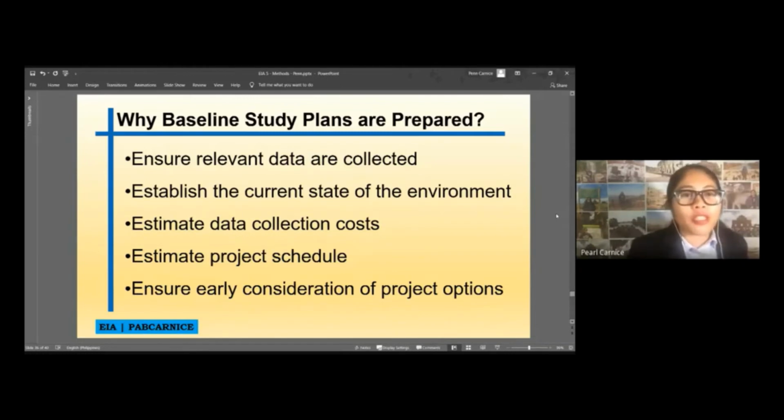And then estimate project schedule. So of course, by doing your baseline study plans, you will have your Gantt chart. The Gantt chart is actually just a table in which you will lay down the activities that you will be doing with the corresponding date or corresponding months. And of course, ensure early consideration of project options.